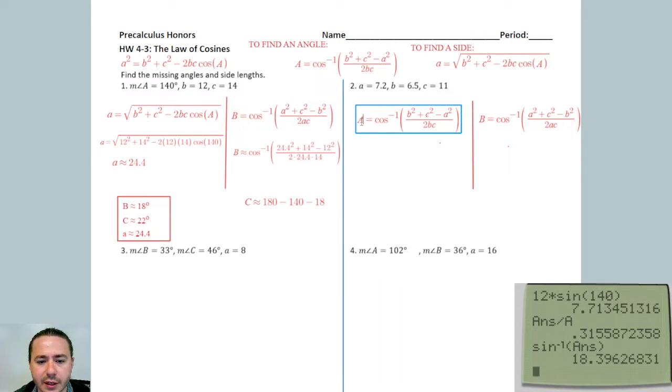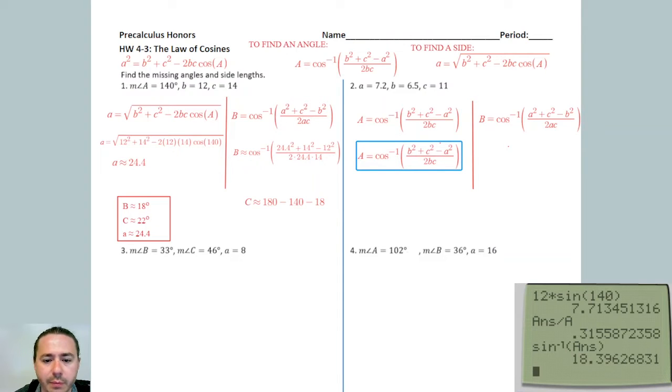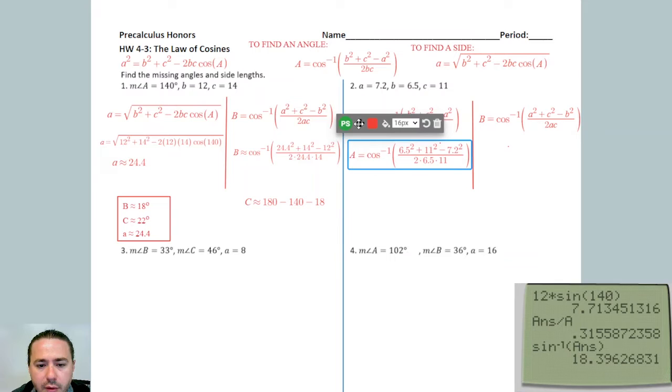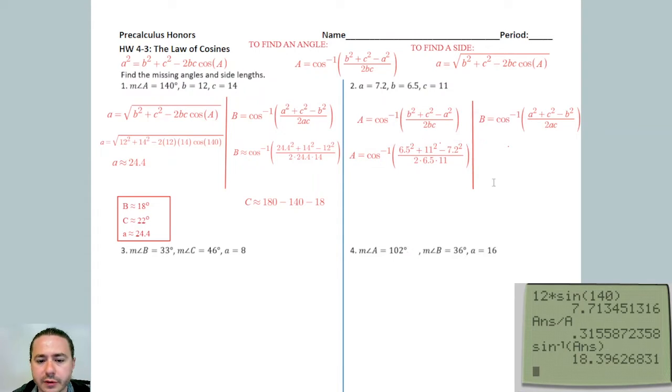Okay, so I'm just going to copy this, and we'll replace all the numbers with what we know. So side B is 6.5, side C is 11, and side A is 7.2. And so down here we've got side B is 6.5, and side C is 11. Okay, so this is just going to be something we put in the calculator. So let's pull that back up. Very calculator heavy. This whole unit, you're using the calculator quite a bit.